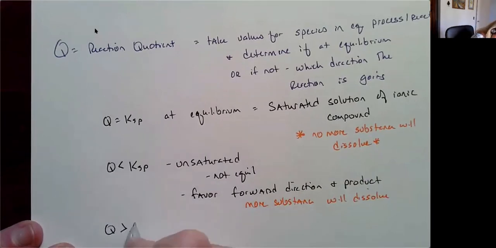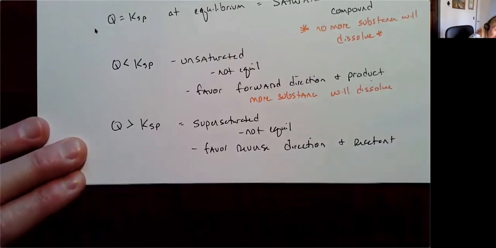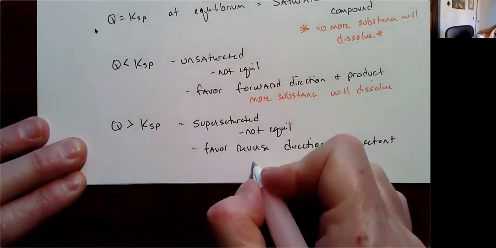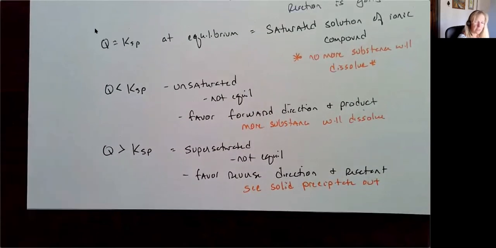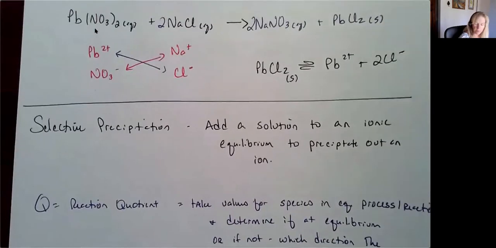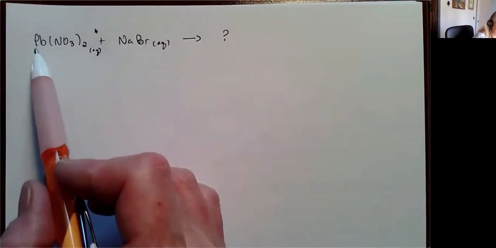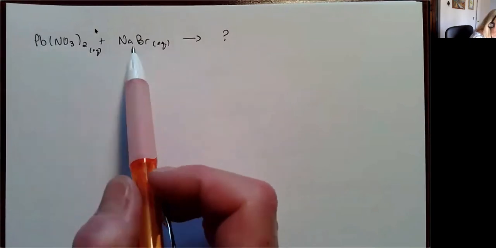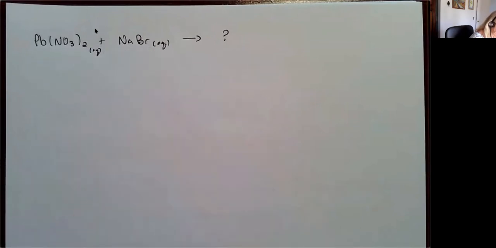If my Q is greater than my Ksp, now I'm supersaturated. I'm not at equilibrium, and I'm going to favor the reverse direction and my reactant, which in this case is my solid. And so I'm actually going to see solid precipitate out, because I'm over that saturation point. So where this is going to come in handy is in selective precipitation. All right, so let's go back to our look at this precipitation reaction. Actually, I'll change this to bromine. If I add these together and I have sufficient quantities of both of them, like I said, I'm going to see a precipitate.